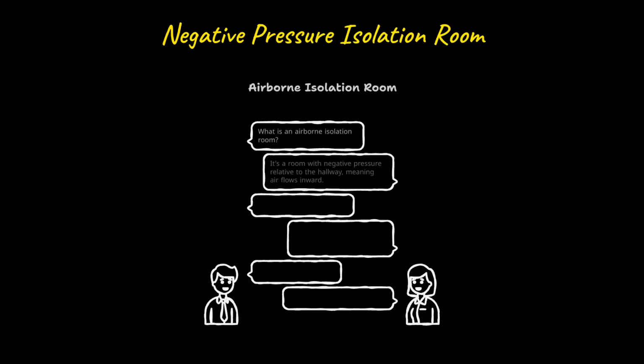The isolation room itself is a critical control. It is maintained at negative pressure so air flows inward from the corridor and exhausts outside, preventing droplet nuclei from escaping when the door opens. The minimum standard is 12 air exchanges per hour, and the door must stay closed to preserve that pressure differential.